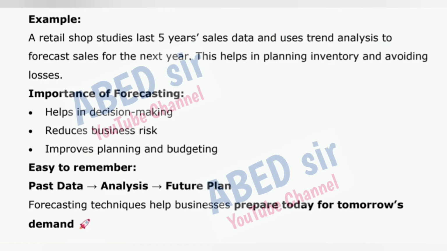Importance of forecasting. Helps in decision making. Reduces business risk. Improves planning and budgeting. Easy to remember. Past data analysis, future plan. Forecasting techniques help businesses prepare today for tomorrow's demand.